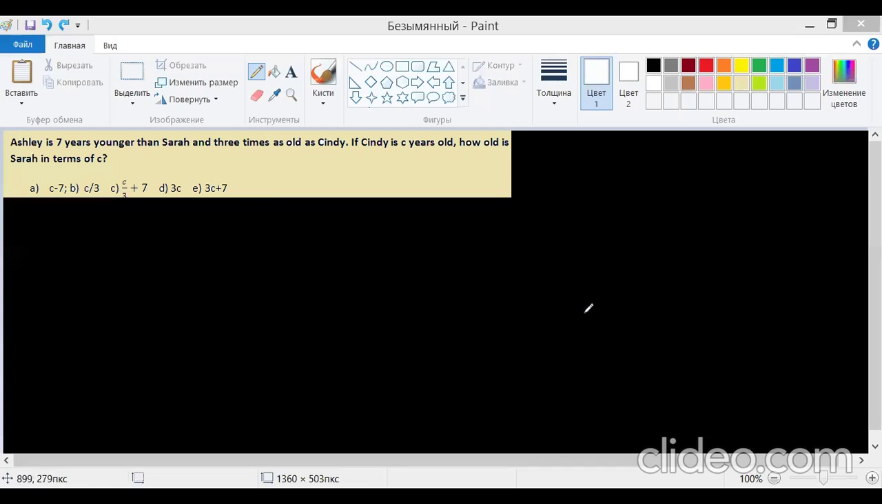So we are just through with the first question. Now we're proceeding to the next one, which is going to appear on the screens of your computers in no time. So here it is. The text of this question is the following. Ashley is 7 years younger than Sarah and 3 times as old as Cindy. If Cindy is C years old, how old is Sarah in terms of C?